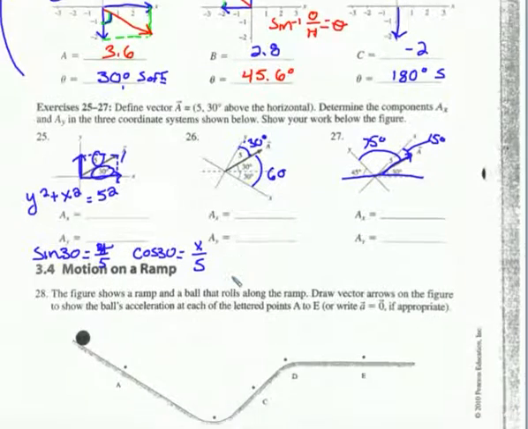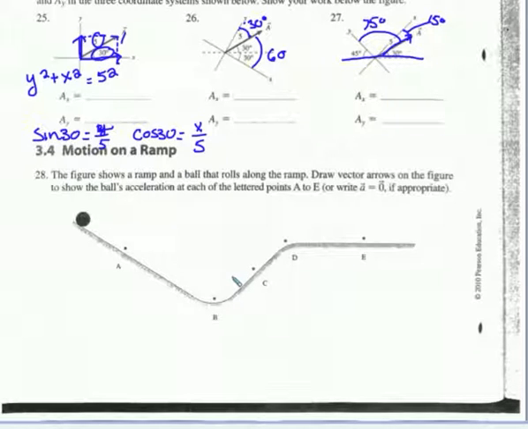Okay. This motion on a ramp part just asks you to draw arrows showing the vectors of the motion of this ball. And so the vector that we want to show here is the acceleration, which depends on gravity. So this ball is rolling downhill and it's accelerating that way.